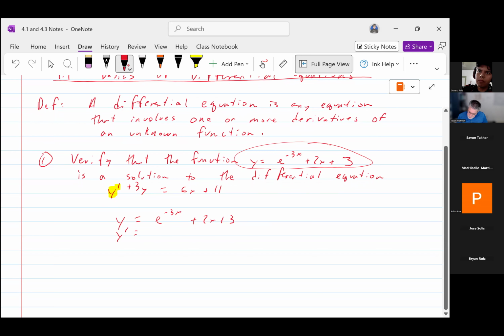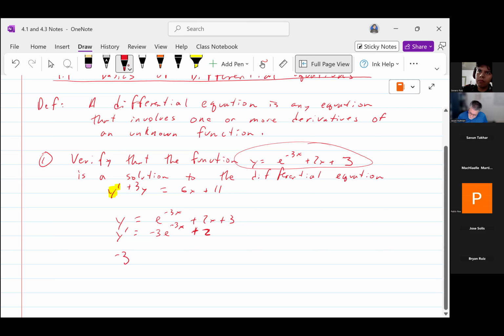Okay, and if I take the derivative of e to the negative 3x, it's negative 3 e to the negative 3x. Okay, that's the chain rule. Derivative of the outside is the e, which is just itself. And then the derivative of the inside is the negative 3x, which gives me that negative 3, and then plus 2. Okay, derivative of 2x is 2 and derivative of a constant is 0. So now what I want to do is plug in both y and y prime and see if this creates an equality.